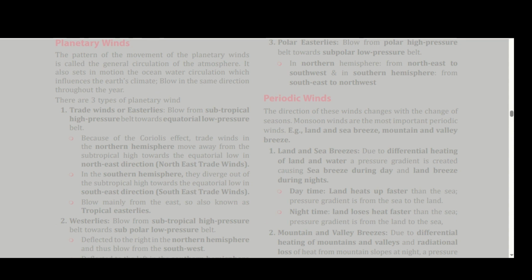3. Polar easterlies blow from the polar high-pressure belt towards the subpolar low-pressure belt. In the northern hemisphere, from northeast to southwest, and in the southern hemisphere, from southeast to northwest.